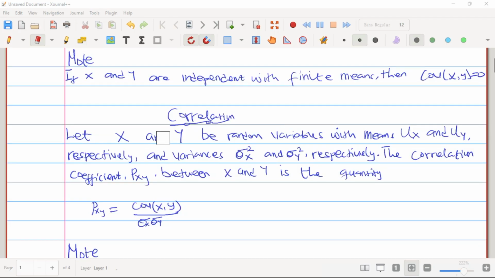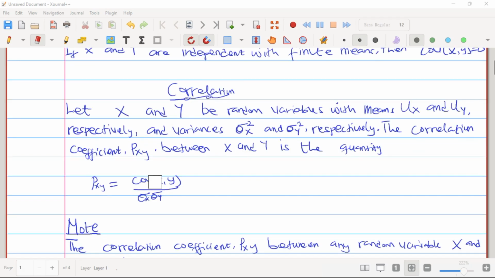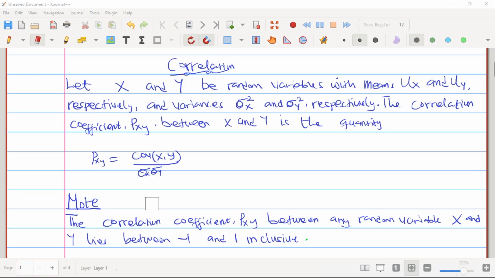So what is correlation? Let x and y be random variables with means for x and y respectively, and variances for x and y respectively. Then the correlation coefficient, which is usually called the rho of x and y, is expressed as covariance of x and y divided by what? The standard deviation of x times the standard deviation of y. So that is that on the correlation.